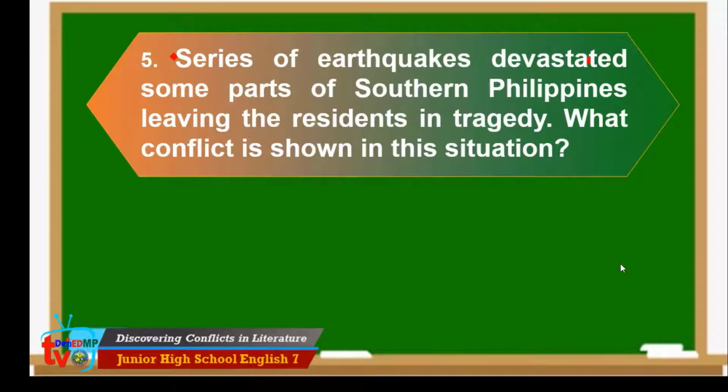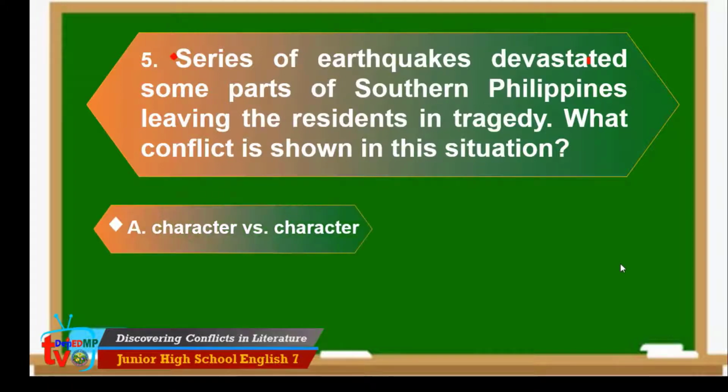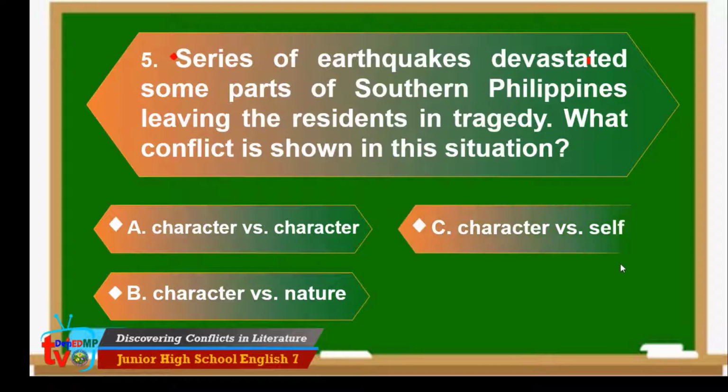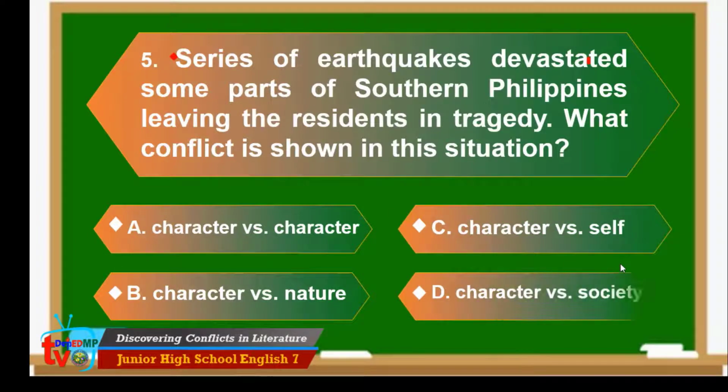Number 5. Series of earthquakes devastated some parts of southern Philippines, leaving the residents in tragedy. What conflict is shown in this situation? A. Character versus character. B. Character versus nature. C. Character versus self. Or D. Character versus society.